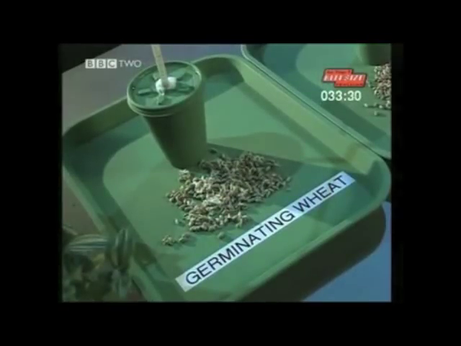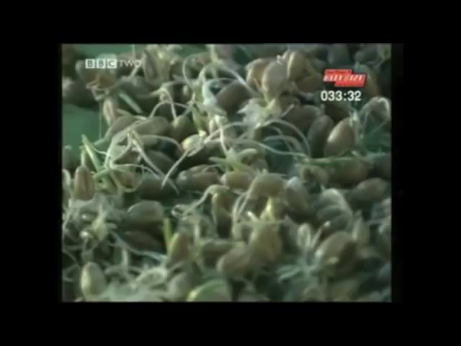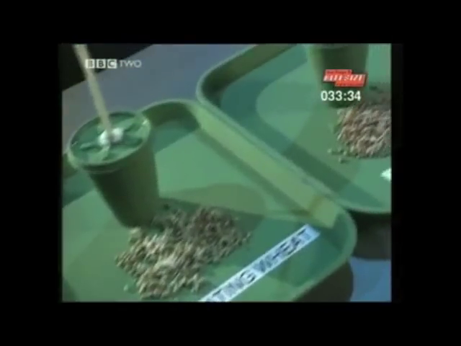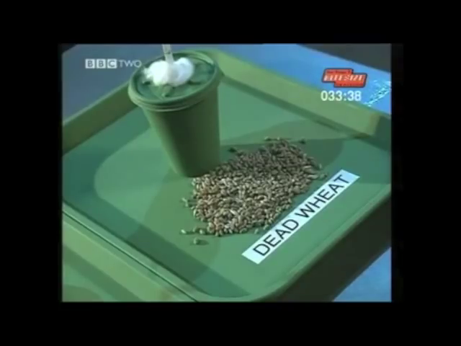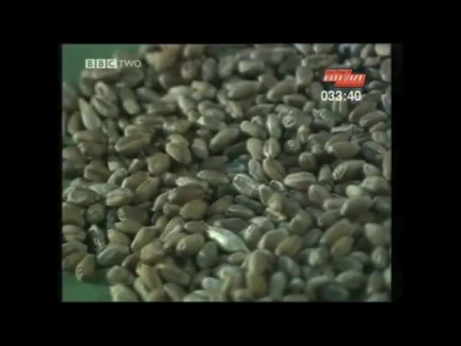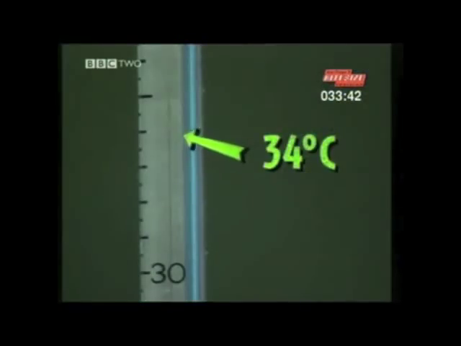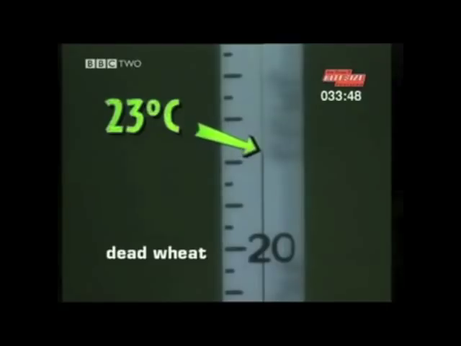In this container is well-soaked, germinating wheat. The other container is a control. It contains the same amount of water, but is full of dead wheat. Look at the thermometers. The live wheat is a lot warmer than the dead. Respiration is slowly releasing energy as heat.